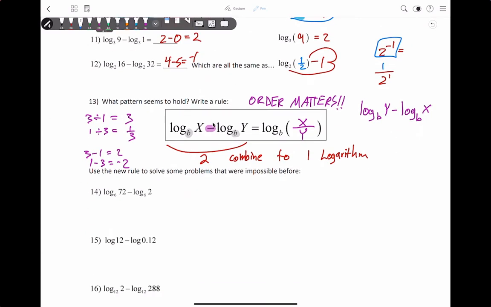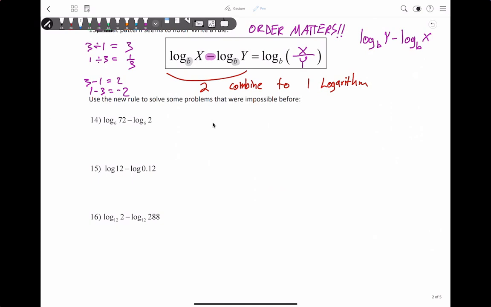All right, so now let's go ahead and do some practice with these. We're going to combine these two into one because they have the same log. Again, if they don't have the same log, I cannot do this. Okay, so log base 6 of, it is going to be order specific, 72 divided by 2. So this would just become 36. Okay, so I have log base 6 of 36.